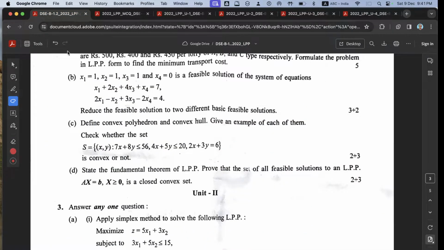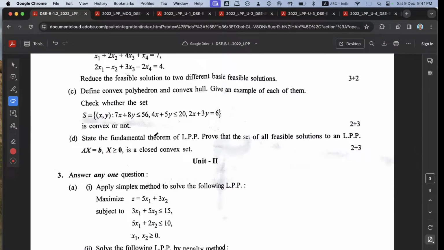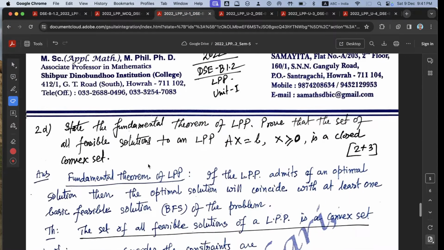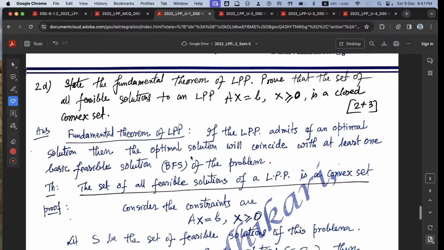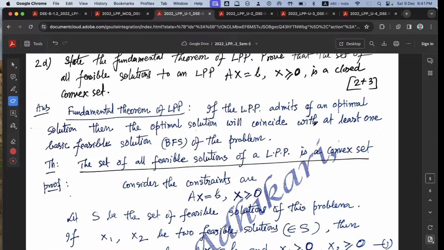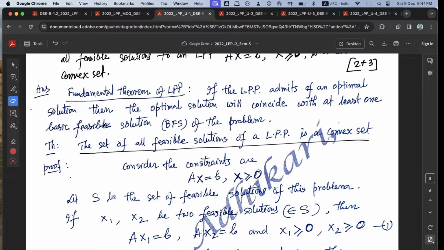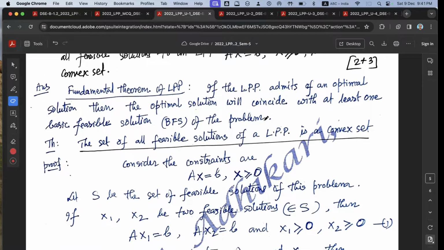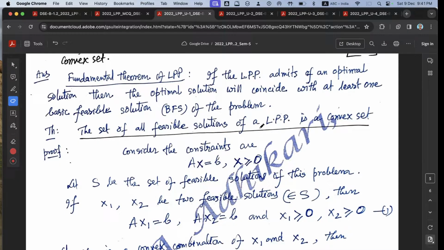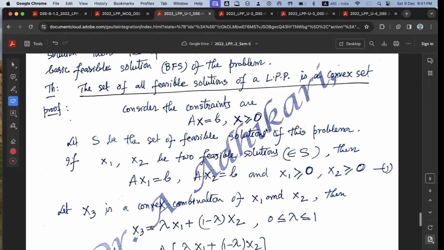Question 2D. State the fundamental theorem of LPP. Prove that the set of all feasible solutions to an LPP, Ax equal to b, X greater than or equal to 0, is a closed convex set. So the fundamental theorem of LPP: if the LPP admits an optimal solution, then the optimal solution will coincide with at least one basic feasible solution of the problem. The set of all feasible solutions of an LPP is a convex set.